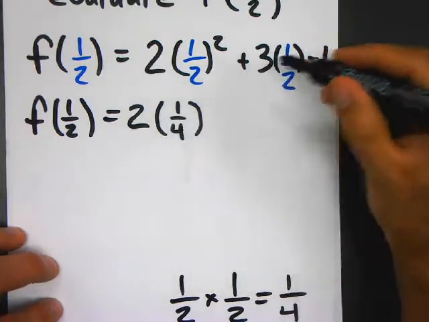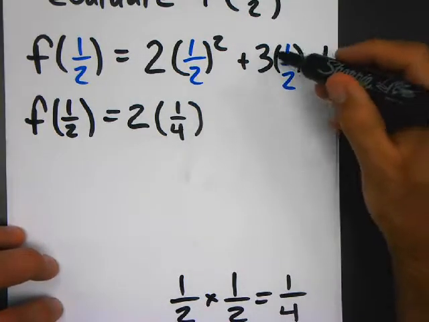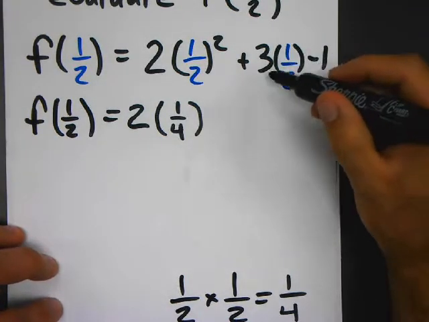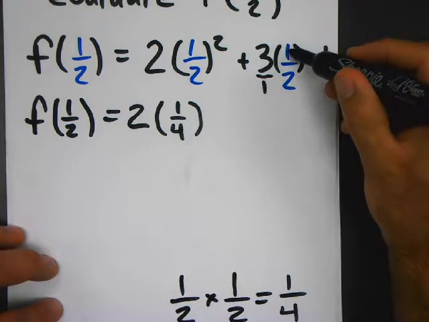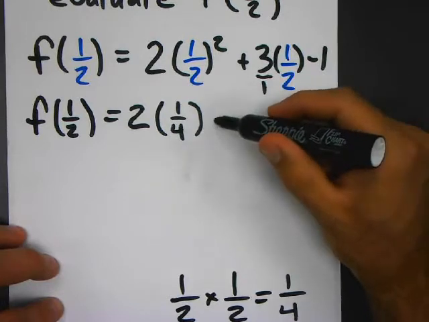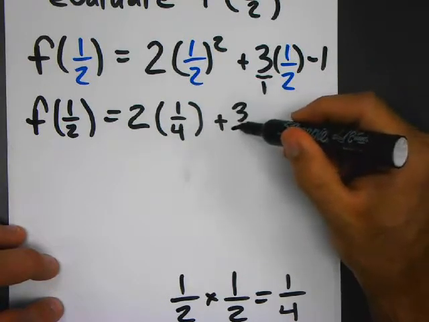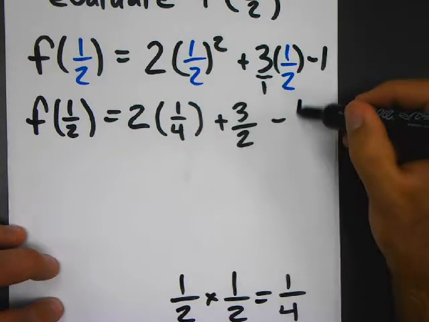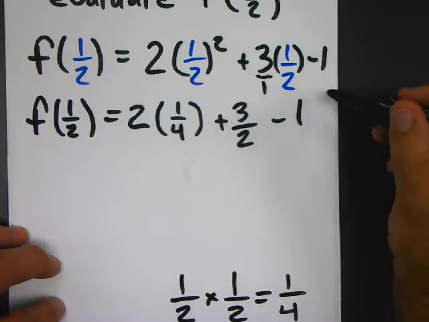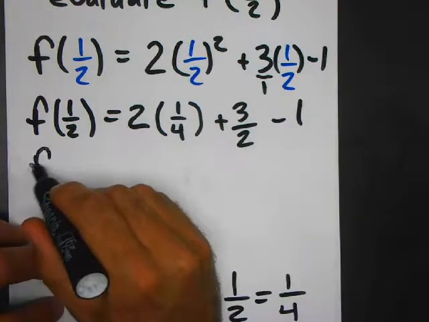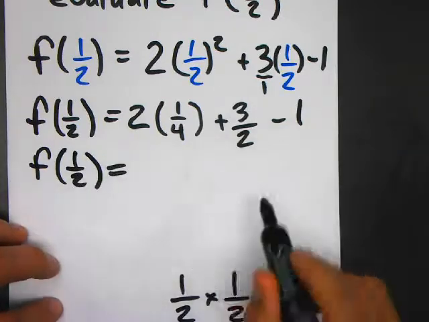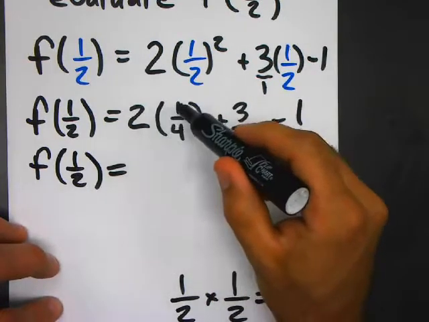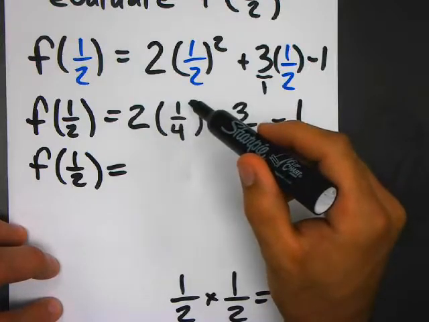There's no more squared. We already squared the half. 3 times 1/2, we could think of this as 3/1. So you get 3 times 1 over 1 times 2. So that's plus 3/2 minus 1. Okay. You do not need to show all these steps, but I'm doing it just for the purposes of this video. So wait, 2 times 1 is 2.